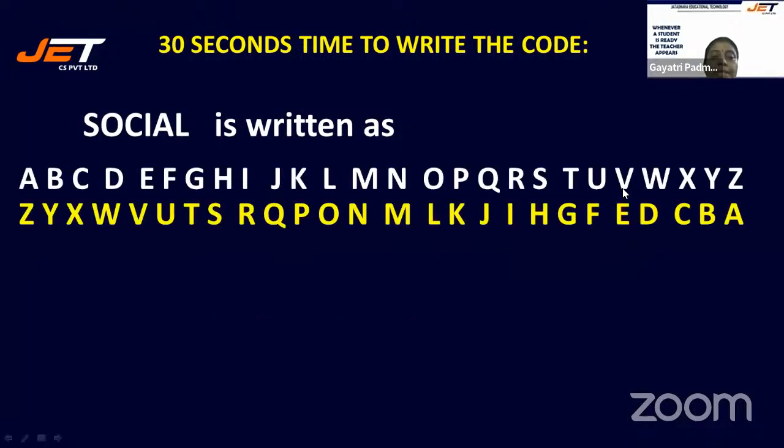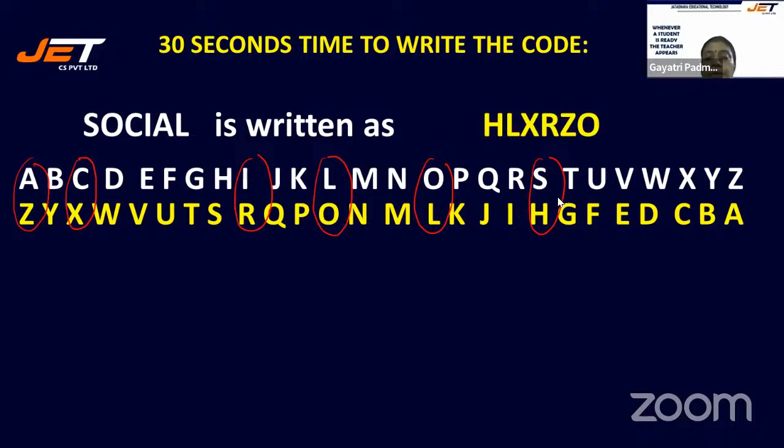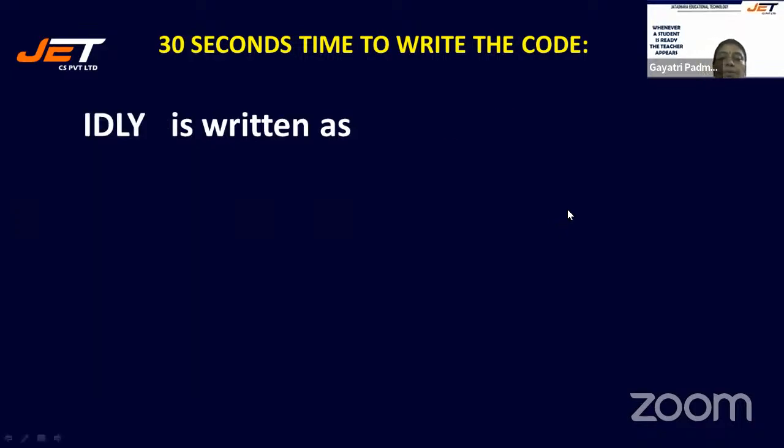All right. Now let's try SOCIAL. For social, S stands for H, O stands for L, C stands for X, I stands for R, A stands for Z, and L stands for O. All right. So it goes like HLXRZO.